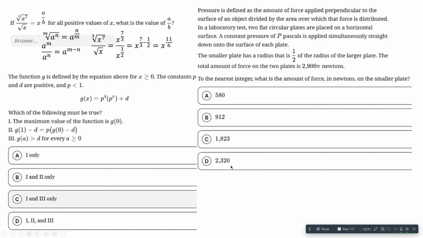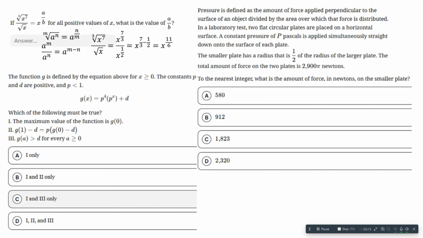The third problem is the word problem. This is kind of lengthy, so I'm not going to read it. You take time and read it. But basically, the pressure is constant and applied on two horizontal plates. One plate has a radius half of the other plate.